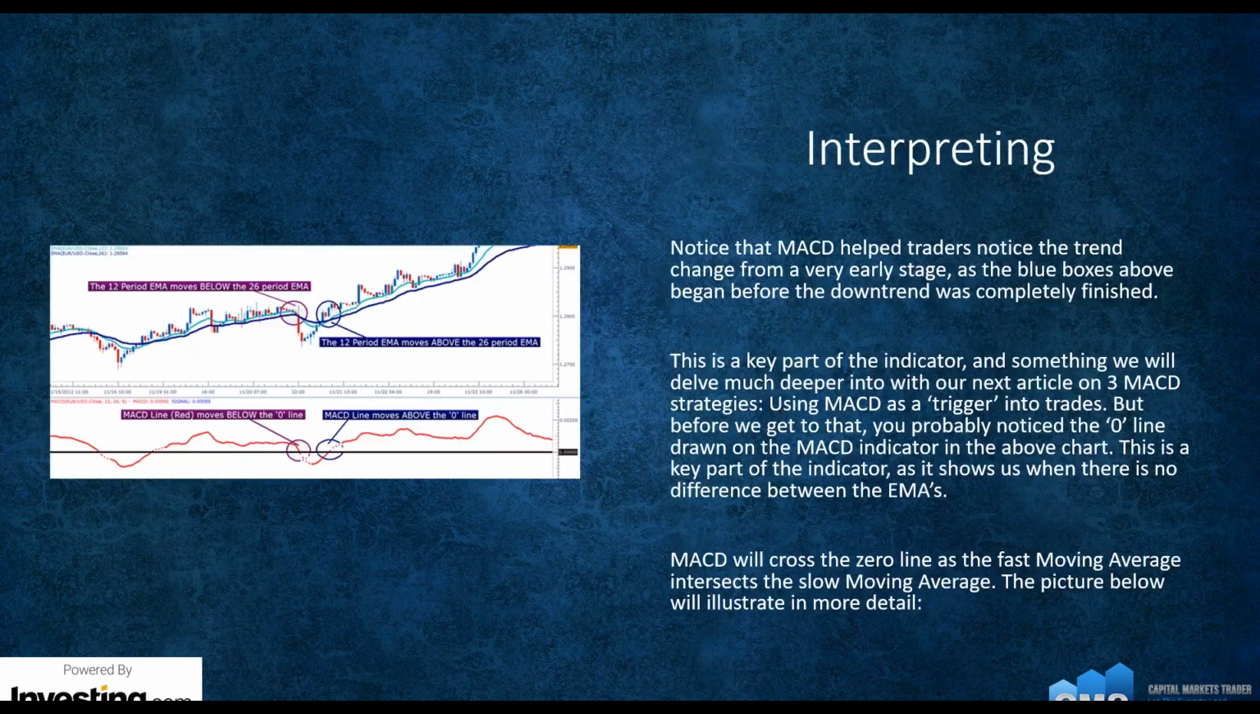Now, notice that the MACD helped traders notice the trend changes from very early stages. As the blue box here shows, the MACD indicator showed us that this trend was changing right here, well ahead of actually seeing that trend in the prices. Even though it's a lagging indicator, it will show us more precisely in the indicator what's happening with the price movement. This is a key part of the indicator and something we will delve into much later.